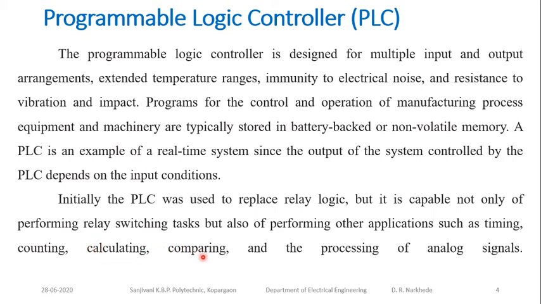Then comparing: if I want to compare the current temperature with the previous temperature, or the system temperature with the set value, that is also possible. If I have set the system at 25 degrees centigrade and my temperature increases to 30 degrees centigrade, then it will generate an alarm or disconnect the system. That is going to happen with the help of the comparison function. And processing of analog signals: PLC is used for processing analog as well as digital signals. In the case of a digital signal, we basically have only one value, either 0 or 1 at a time, but analog signals will vary over a period of time.